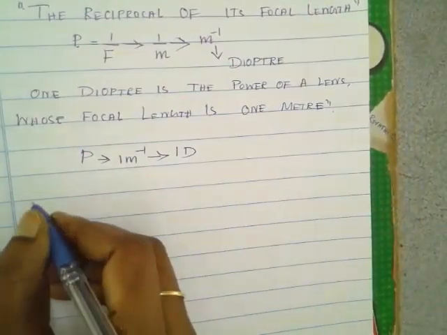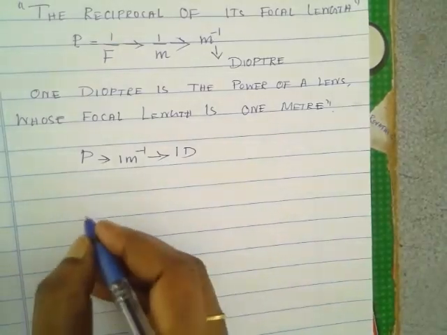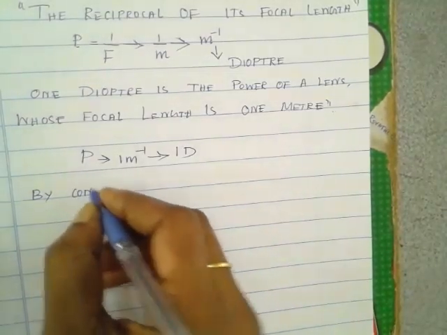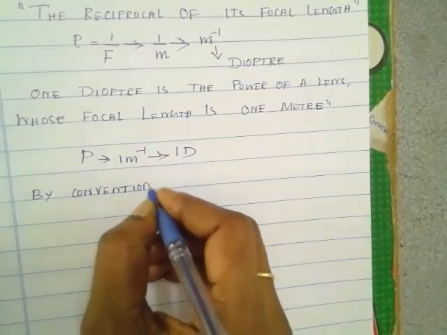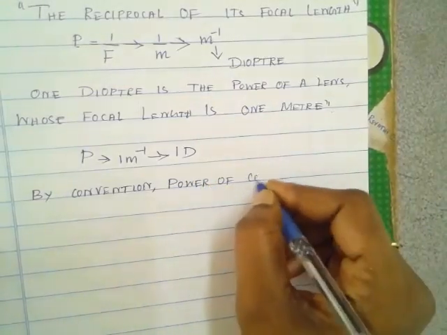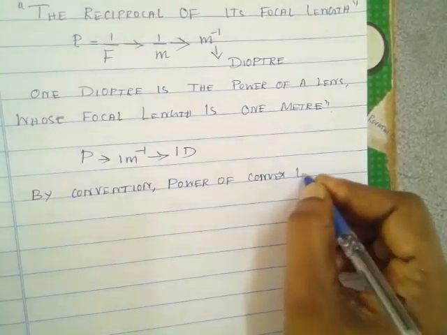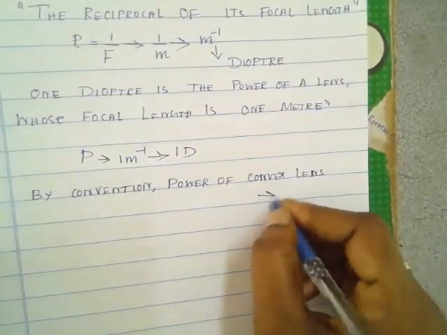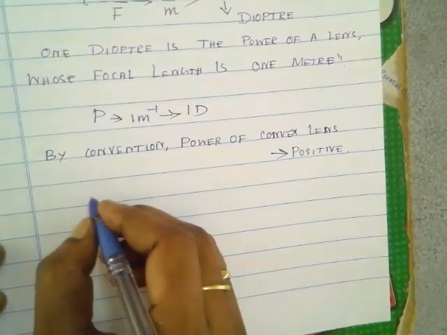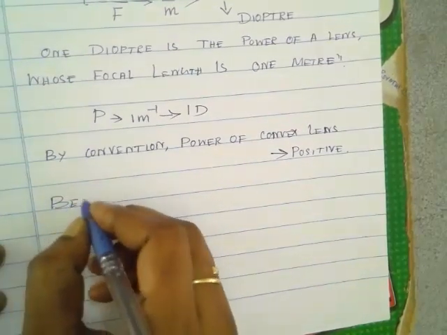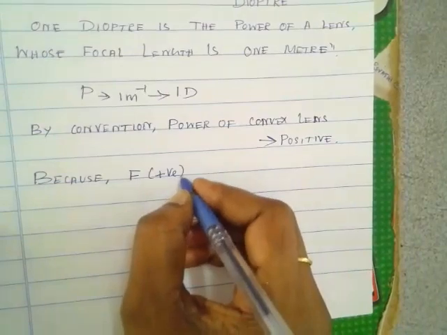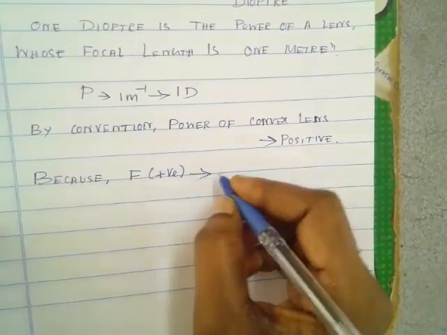By convention, the power of a convex lens is positive, because the focal length of the convex lens is positive. Already we have studied that.